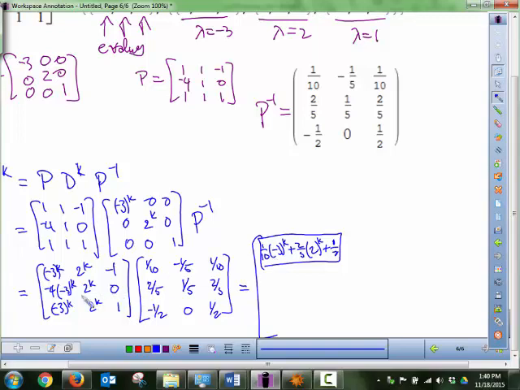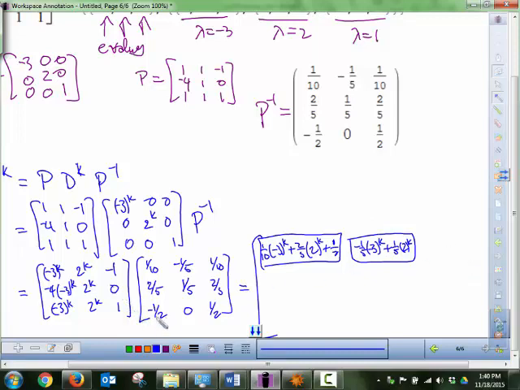Let's see, my second element is going to be the first row and the second column. So that would be a negative 1/5, negative 3 to the k, plus 1/5 times 2 to the k, and then 0. So that's my second element.